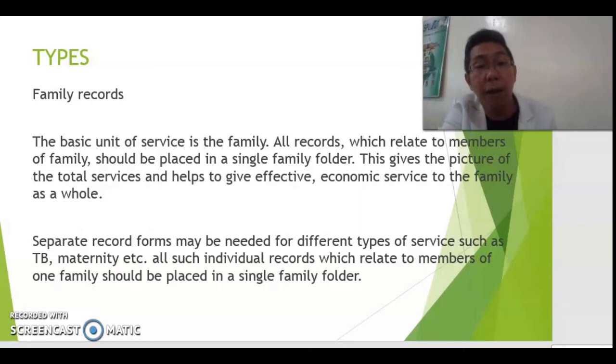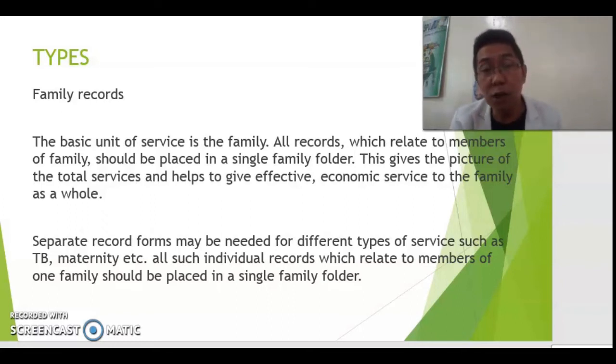Okay, so for example, we can arrange the records alphabetically, using the surnames of the family. Okay, so for example, natin based on the alphabetical order. We can also file the records numerically, meaning we can assign numbers. Okay, for example, family case numbers.